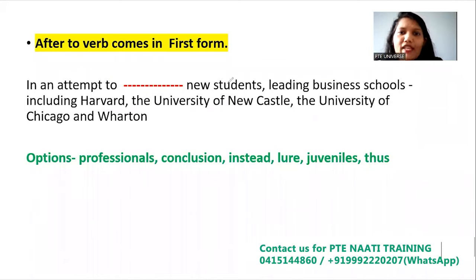In an attempt to dash new students, leading business schools including Harvard, University of this. Now see, after 2, verb comes in the first form. So if I see here, there's just one option. Lure. So even if I don't know the meaning of lure, I can mark my answer quickly because here a verb will come and there's just one option in the verb first form.